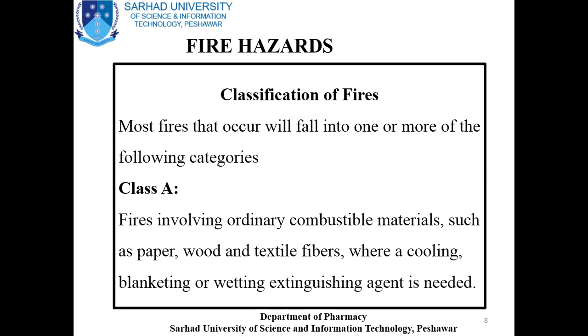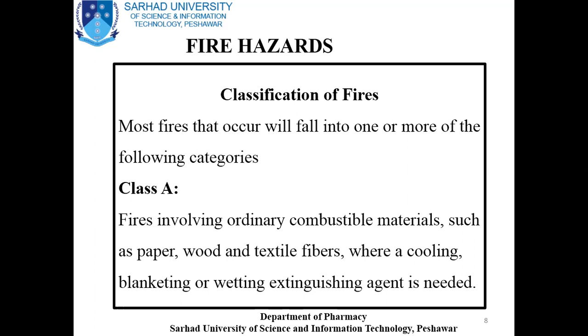In this session, we will discuss the different categories of fires which occur in the pharmaceutical industry or any other workplace. The first one is Class A fire. Fires involving ordinary combustible material such as paper, wood, and textile fiber, where a cooling, blanketing, or wetting extinguishing agent is needed.